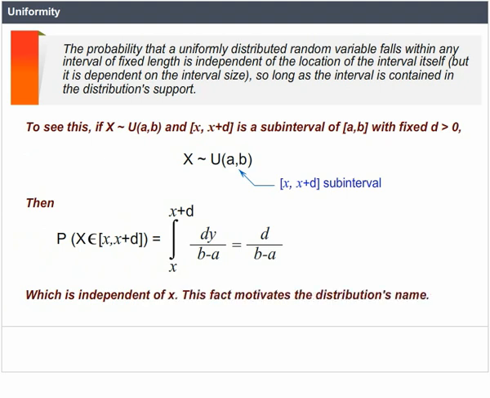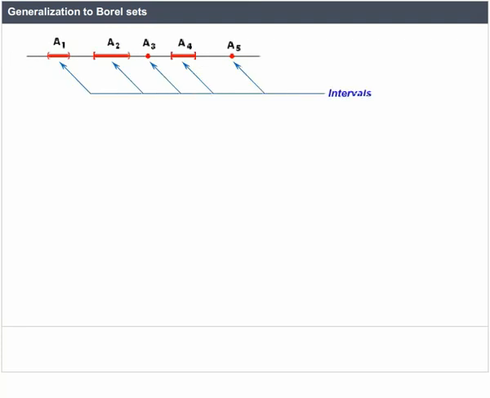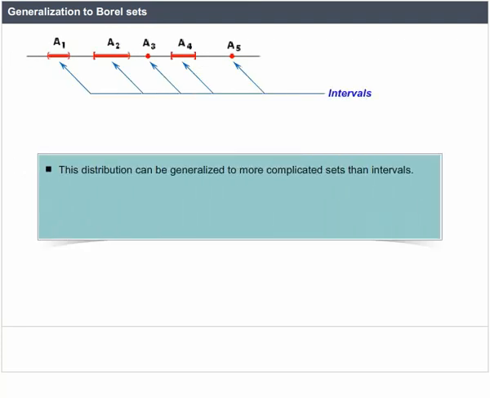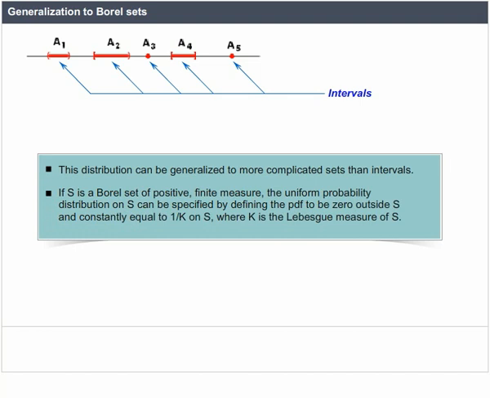Generalization to Borel sets. This distribution can be generalized to more complicated sets than intervals. If S is a Borel set of positive finite measure, the uniform probability distribution on S can be specified by defining the PDF to be 0 outside S and constantly equal to 1 by k on S, where k is the Lebesgue measure of S.